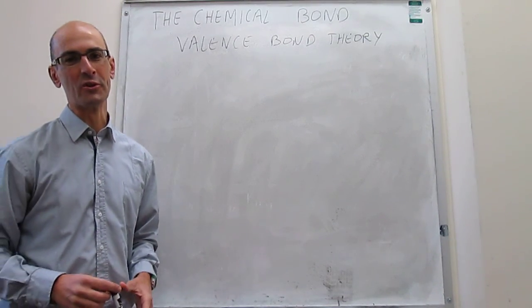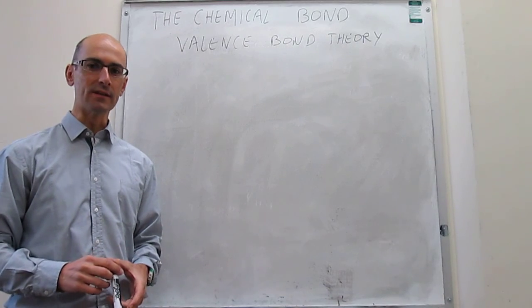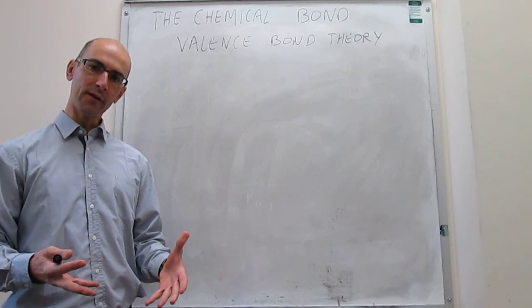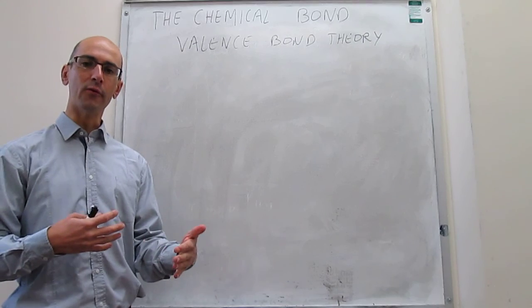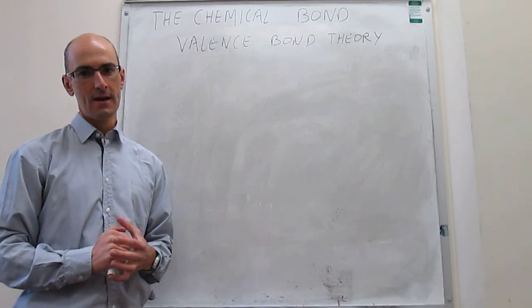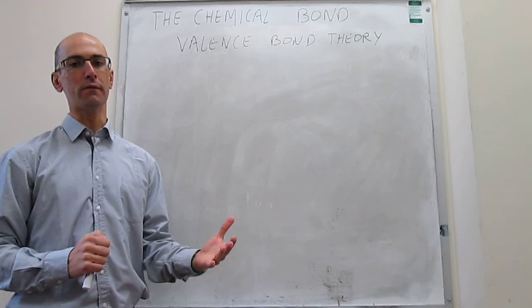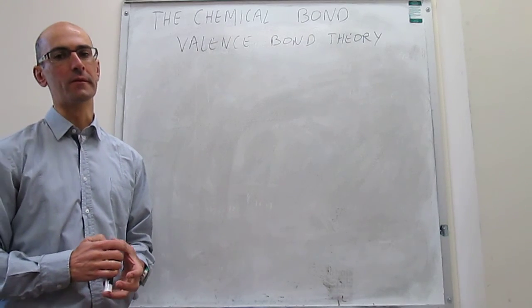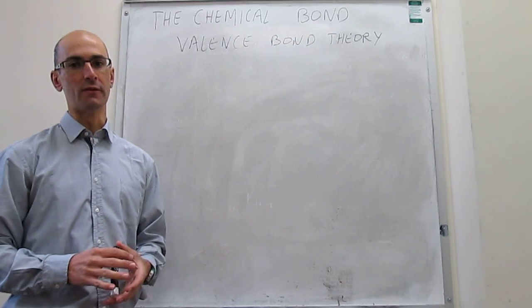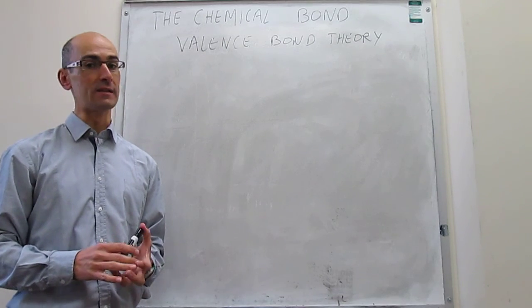In the next few videos, we're going to be studying theories that can explain the covalent bond. The key word for the covalent bond is that it's a bond formed when there's sharing of electrons. The two theories that we're going to see are valence bond theory and molecular orbital theory. In this video, we're going to provide a little introduction about valence bond theory.